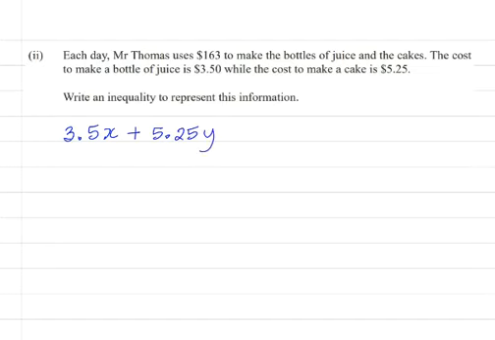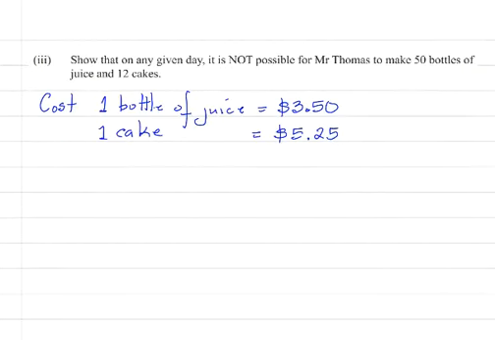making cakes every day. And the total amount of money I spend must be what? Less than or equal to 163. All right, the last part of the question. This says, show that on any given day, it is not possible for Mr. Thomas to make 50 bottles of juice and 12 cakes. Well, that's not so difficult to show.